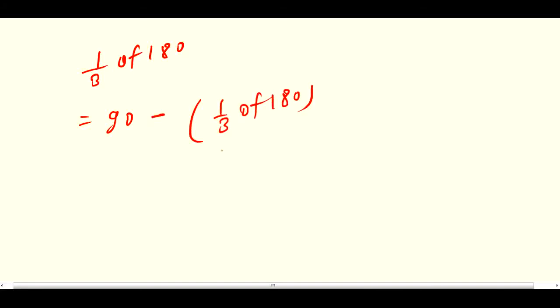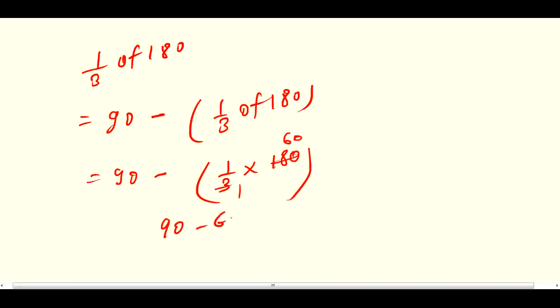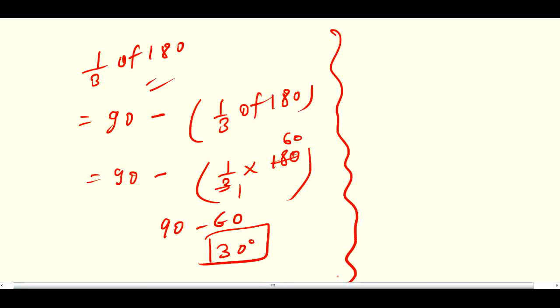So one more question. Find the complement of 1/3 of 180. So again 90 minus 1/3 of 180. So 90 minus 1/3, of means multiply, and 180. 3 ones are 3, 3 sixes are 18, so 60. So 90 minus 60 is 30 degrees. So 30 degrees will be the complement of 1/3 of 180. So you have to subtract from 90 to find the complement of any value.